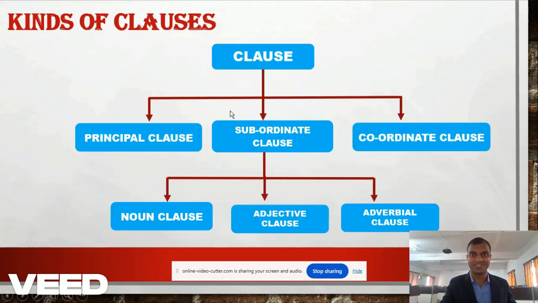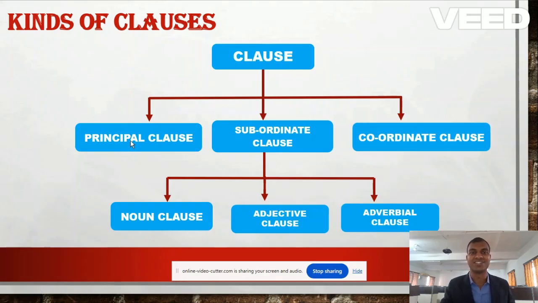Let us proceed further. Now this is the division of clause. Clause is first of all divided into three categories: principal clause, subordinate clause, and coordinate clause. The example which we went through is of coordinate clause. Two clauses are joined together with a coordinating conjunction. That's why it is called coordinate clause. Now, this principal clause: a part of a sentence which can stand on its own, which does not require the help of other parts of the sentence, is called a principal clause.